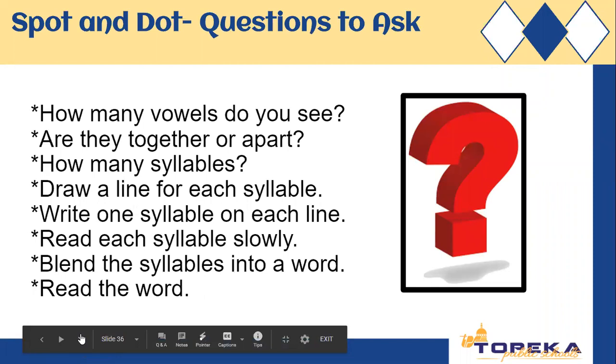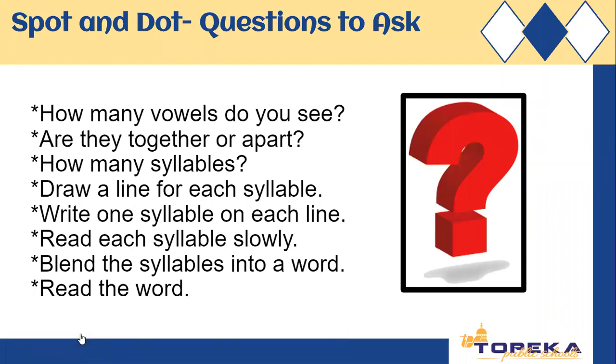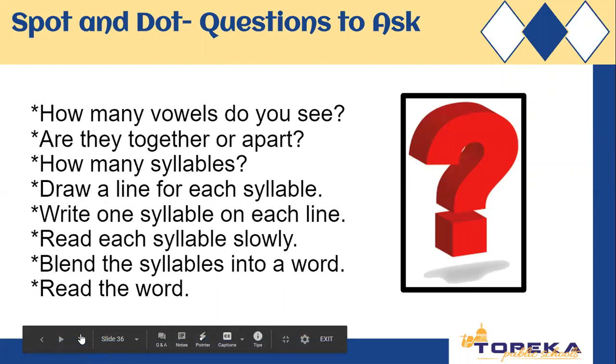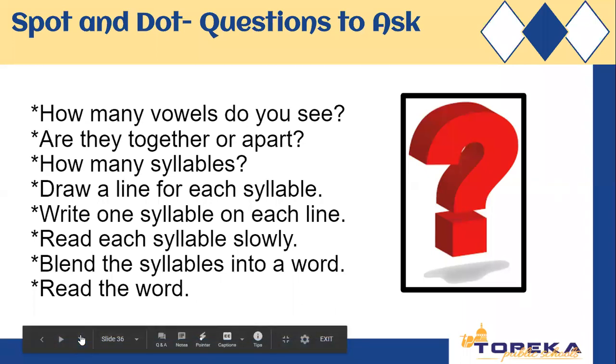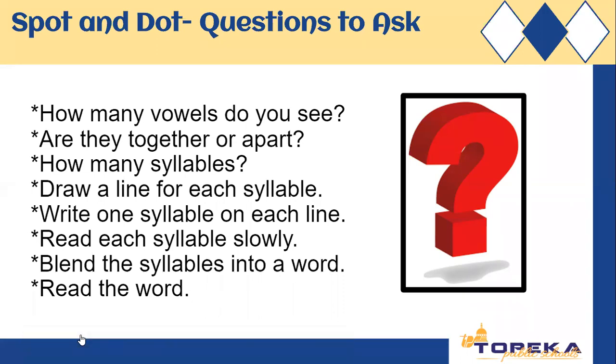So you'll notice the questions that were asked: How many vowels do you see? Are they together or apart? How many syllables? Draw a line for each syllable. Write one syllable on each line. Read each syllable slowly. Blend the syllables into a word and read the word. Notice those are the strategies, the questions that we want students to get used to when they come to a word they do not know that has 2 or more syllables. So these are questions that we want to teach students to start asking themselves automatically.